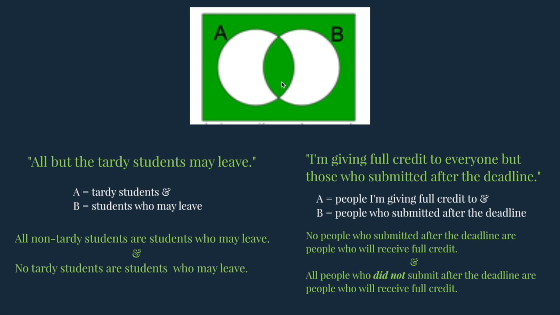And also, all of the people who did not submit after the deadline, that is to say, everybody who's outside of this B circle, because remember, B is people who submitted after the deadline. So everyone who did not submit after the deadline is everybody outside of the B circle, and I'm saying that all of them are people who will receive full credit. So that means the only option on my Venn diagram for being outside of the B circle has to be in the A circle, so I'll have to shade out all of this region that's outside of both.